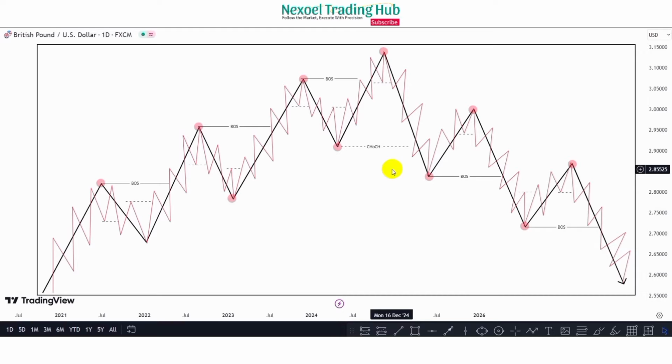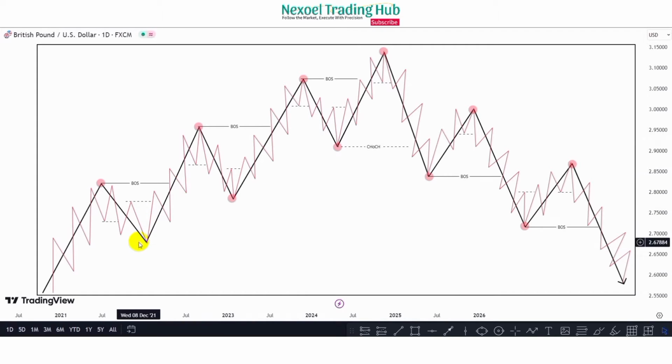We must understand that the external and internal range liquidity forms our major and minor market structure. So guys, let's head to the chart so that you can actually understand how to identify the external range liquidity and the internal range liquidity. So guys, let's look at the charts here.